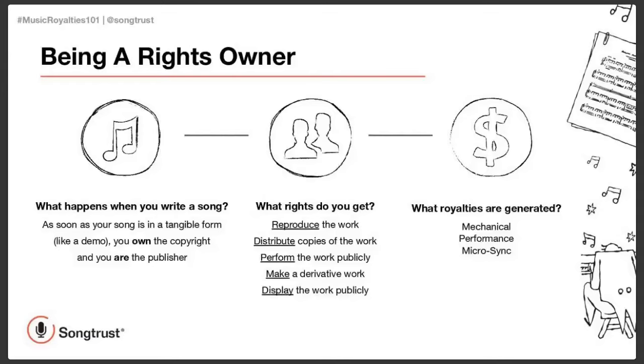The rights that you get as the owner of the copyright are the right to reproduce the work, distribute copies of the work, perform the work publicly, make a derivative work, and display the work publicly. And the royalties that are generated from those uses are mechanical royalties, performance royalties, and microsync royalties.